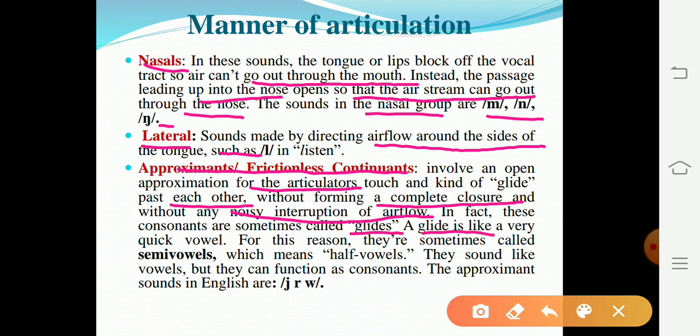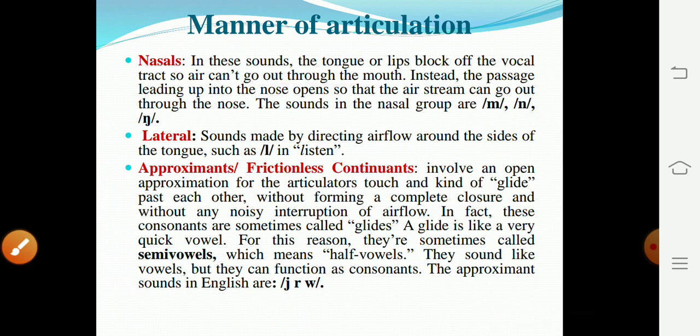A glide is like a very quick vowel. That is why they are also called semi-vowels, which means half vowels. They sound like vowels, but they can function as consonants. The approximant sounds in English are y, r and w.